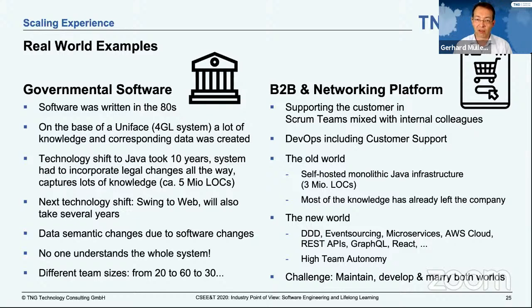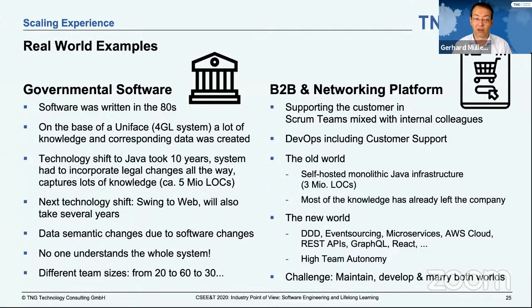While that was migrated over these 10 years, it had to be able to incorporate legal changes all the way. And as it's not a small system, it captures a lot of knowledge. It has about 5 million lines of code. So after the migration is before the migration, because the next technology shift will be moving from Swing to web. And this will, again, take several years. And of course, also a huge thing to remember is that the data semantics change due to the software changes. And this is especially important in the area that we are talking about.